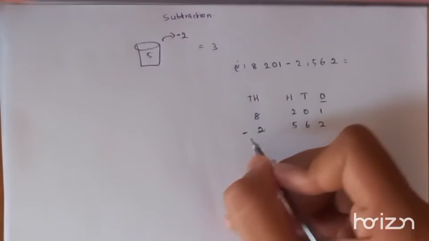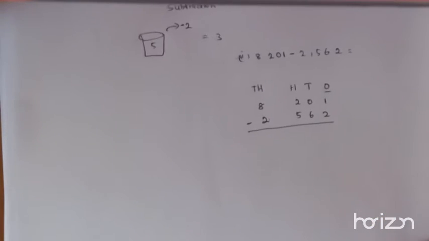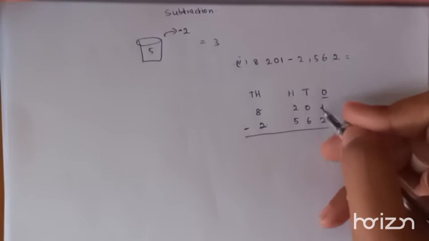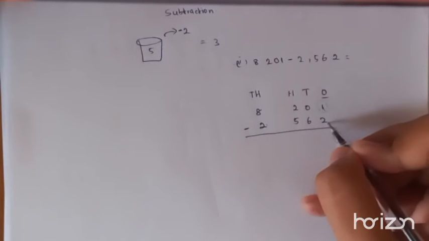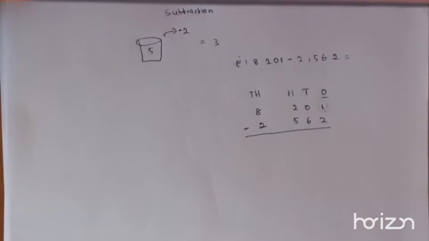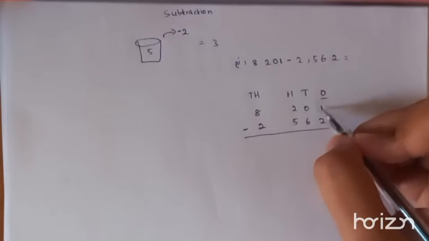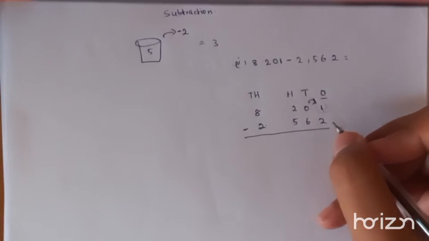Let's try working this out. Now we realize that we actually can't do 2 take away 1. We don't have enough in this number to do 2 take away 1. So when you're subtracting, you need to remember we always start from the ones column. The reason why is because if you don't have enough in a column, you need to be able to exchange from the previous column.